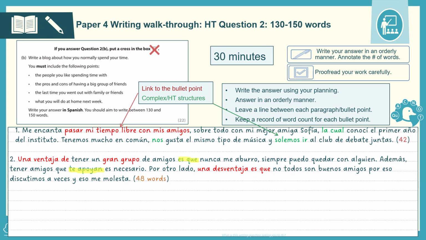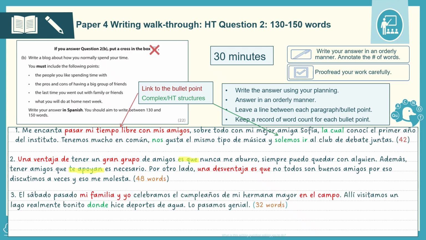Okay, so then we have the third bullet point, which is in the past. So what did I do? Sorry, a past event with family and friends. No, it's the last time you went out with family and friends. So I'm talking about my family, that is in red. Where we went in the countryside, that is also in red. So that addressed the point. And the complex structure here is donde, which you know the word very well. It means where. So it says allí. I'm going to use the pen.